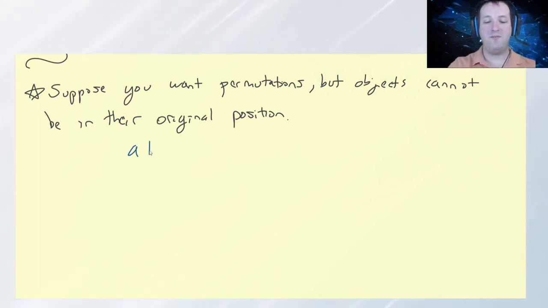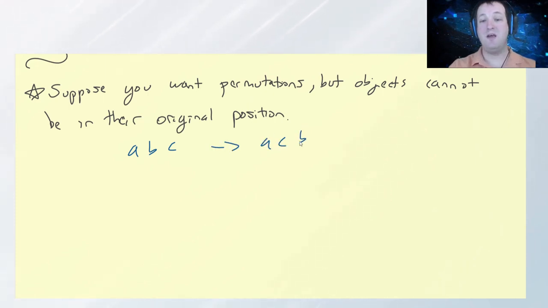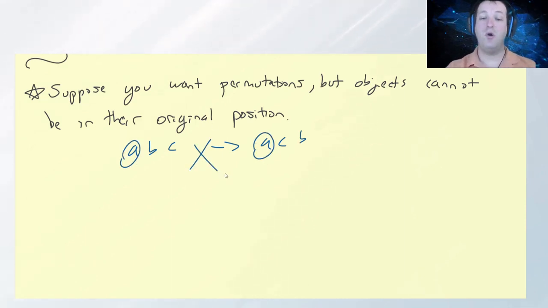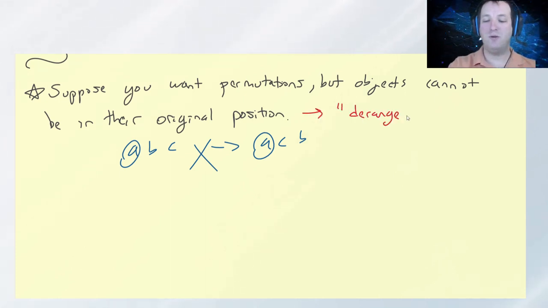For example, if you have A, B, and C, and you consider the permutation A, C, B, this would not classify under this particular rule because A is in its original position, and we don't want to count that. So these types of permutations that we're going to consider, where the objects cannot be in their original position, is what we are going to refer to as a derangement.